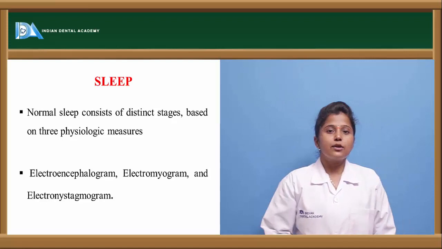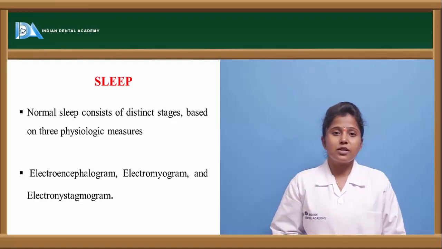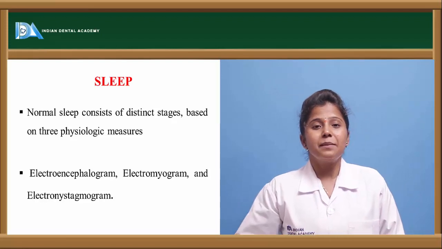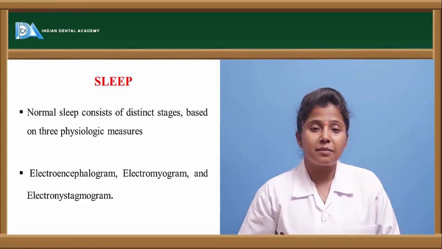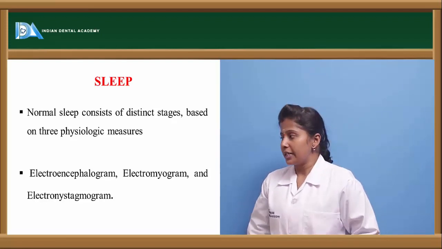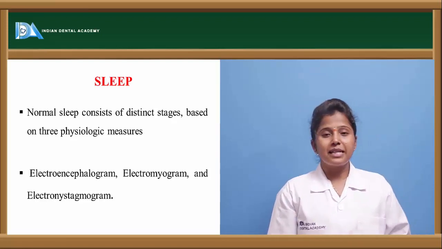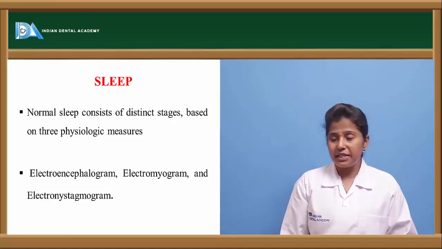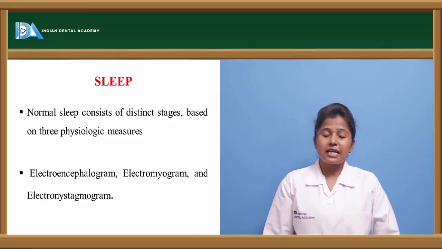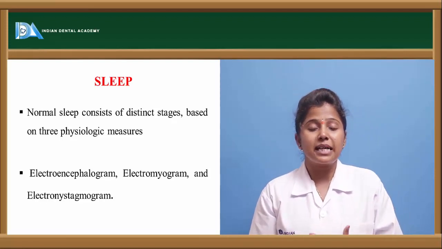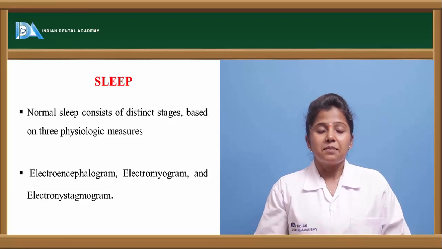The electroencephalogram is a graph where the electric activity of the brain can be projected. The electromyogram is a graph where the electrical activity of the muscle can be recorded. And the electronystagmogram records the electrical activity, or we can say the rapid eye movement can be observed by this graph.